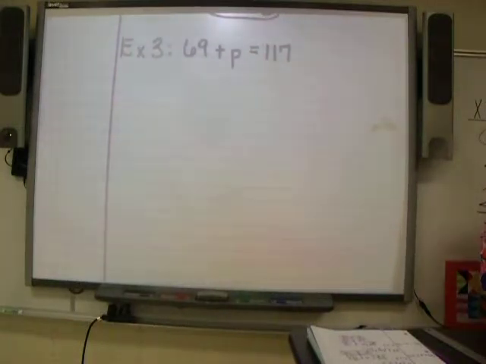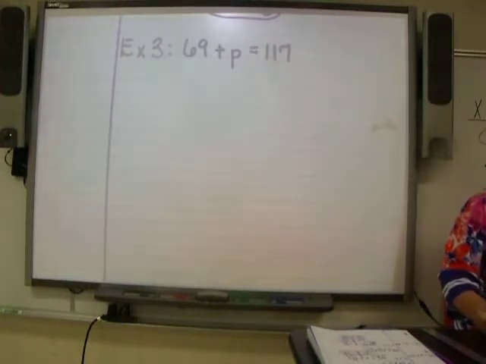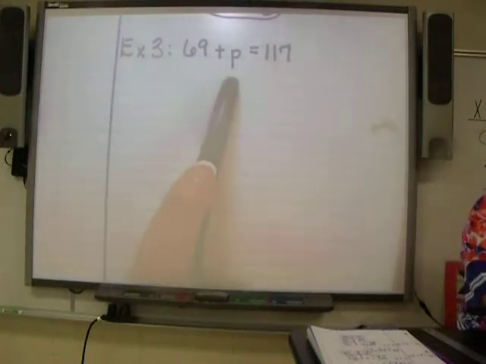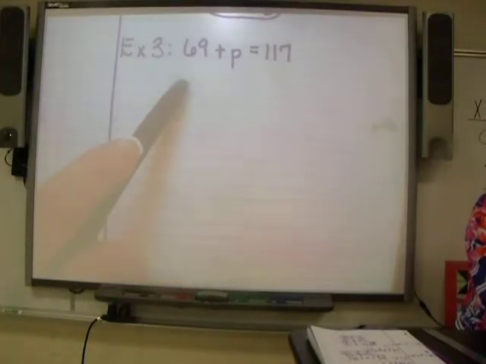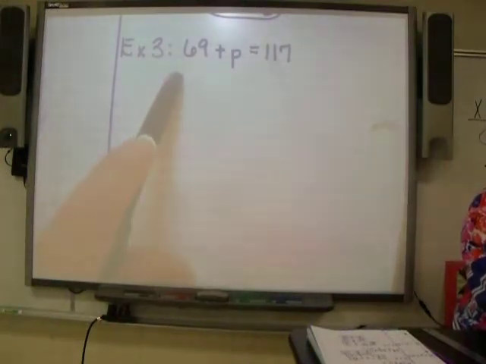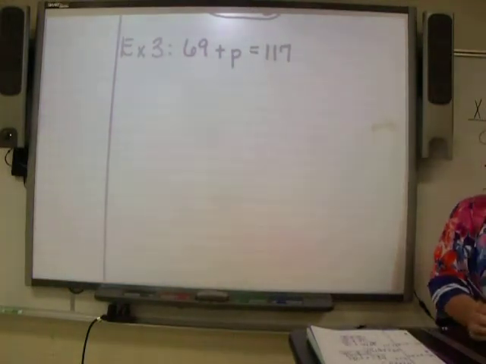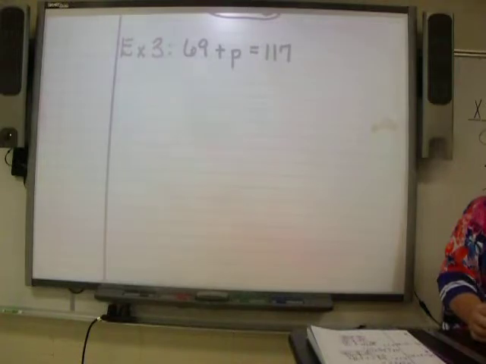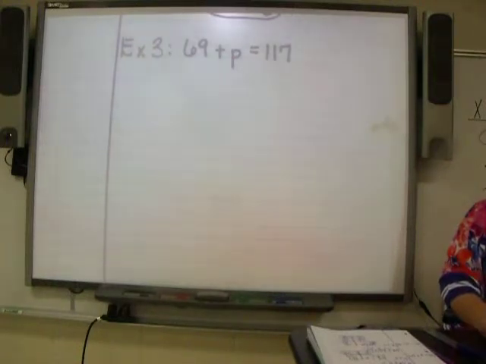What has been done to P? Nothing. P was done to 69. 69 was there first. So I've added P to 69. But what do you know about addition? Addition is commutative. I can switch it around and get the same answer.